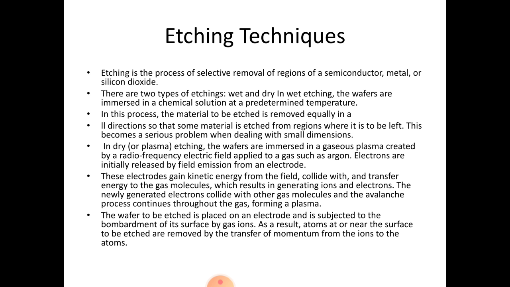So there are two types of etching. One is wet etching, the next one is dry etching. In wet etching, the wafers are immersed in a chemical solution at a predetermined temperature. Whereas dry etching means the material to be etched is removed equally in all directions.